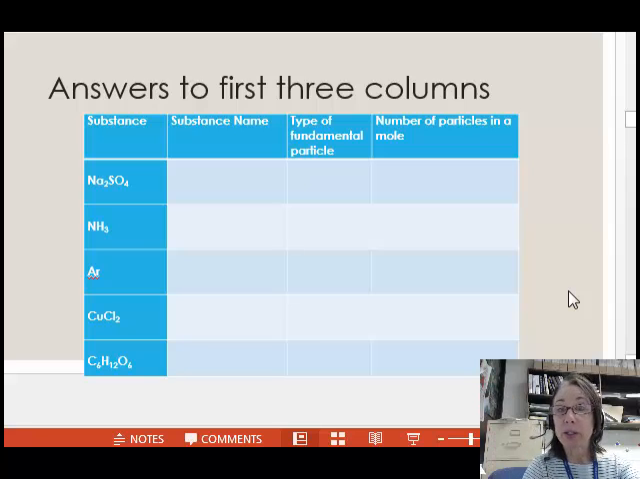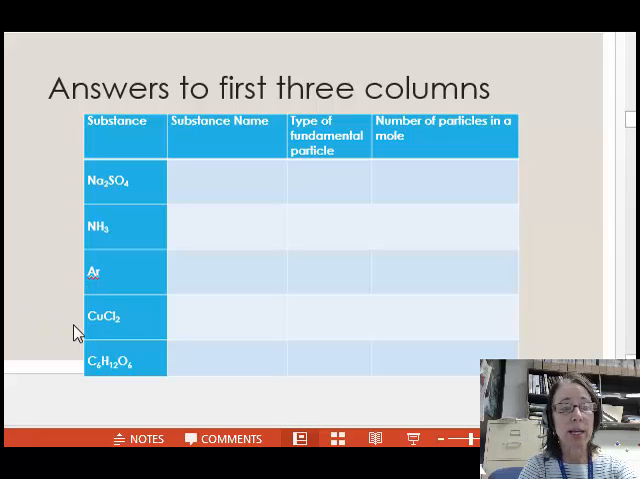Take a look at this chart on the slide. The first column has the chemical formula for 5 substances. Na₂SO₄, or sodium sulfate. The next row has NH₃, or ammonia. The next row has Ar, or argon.